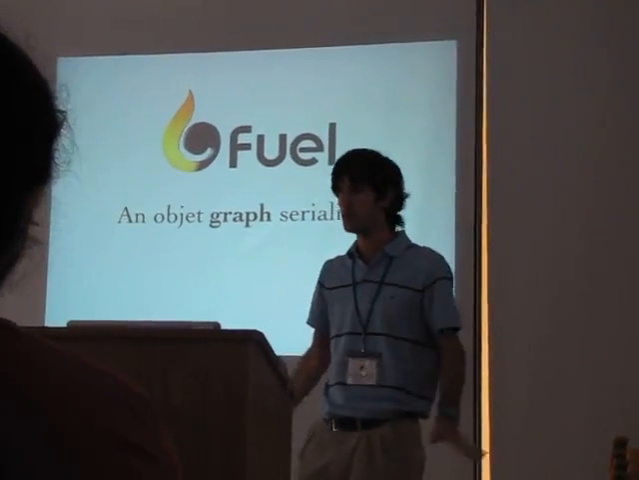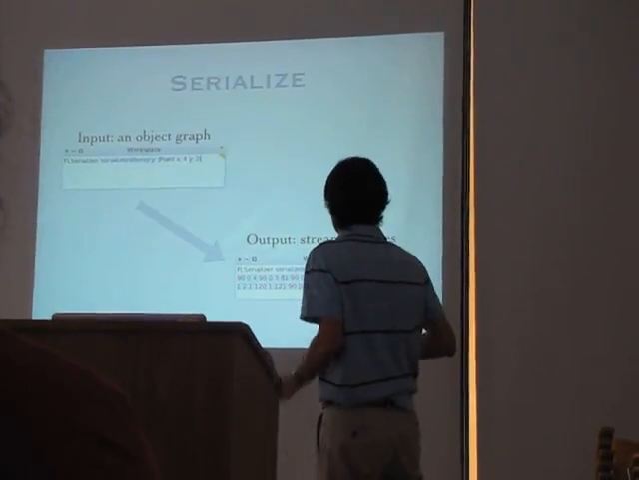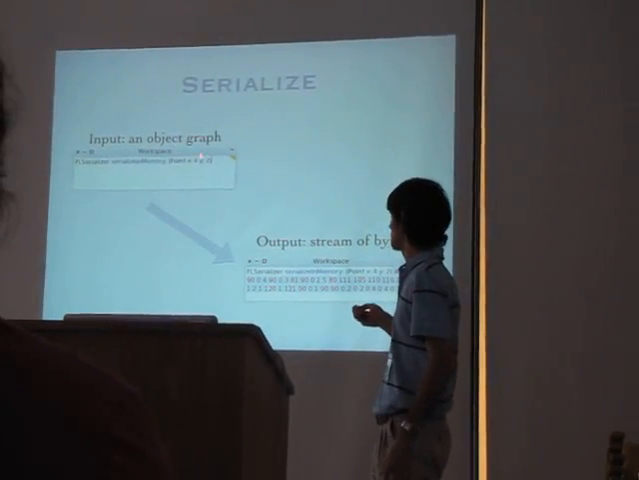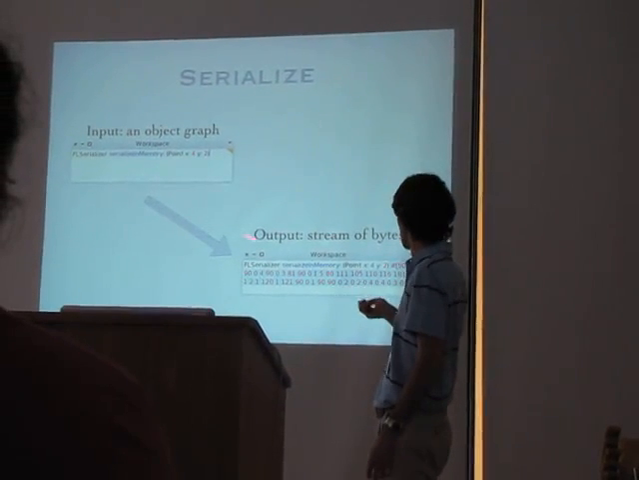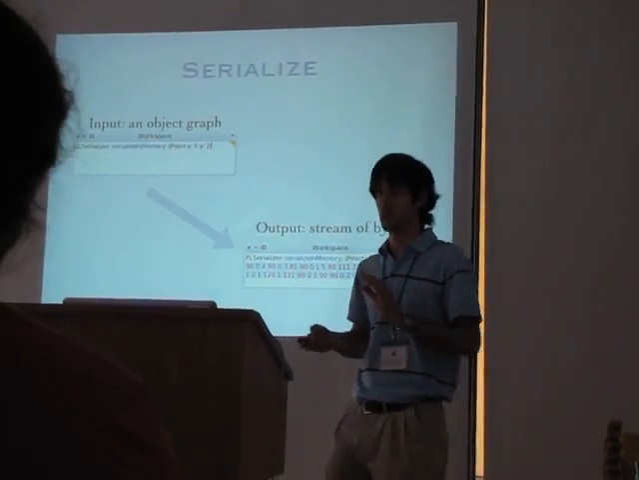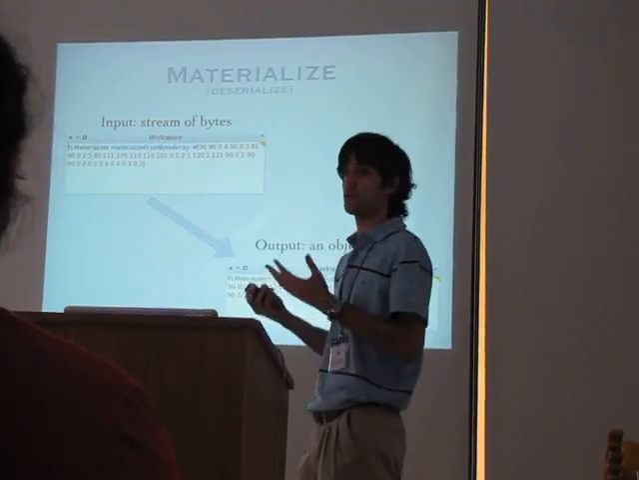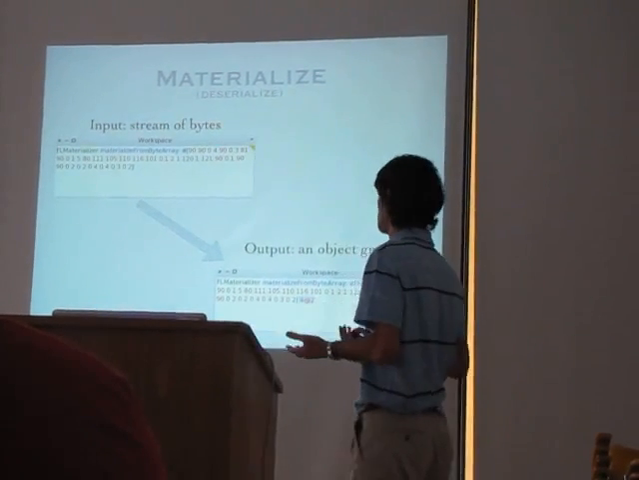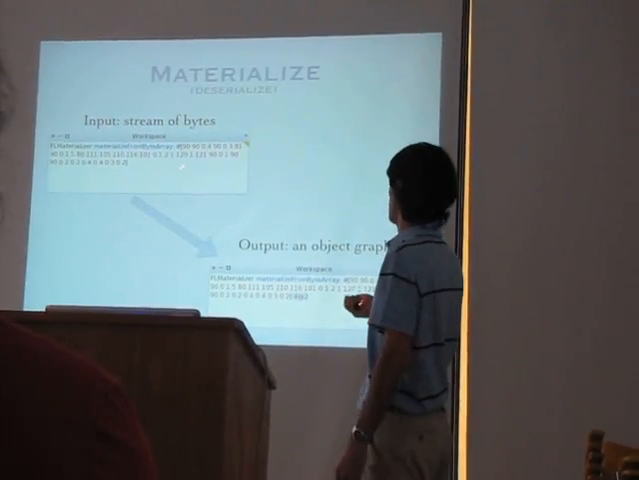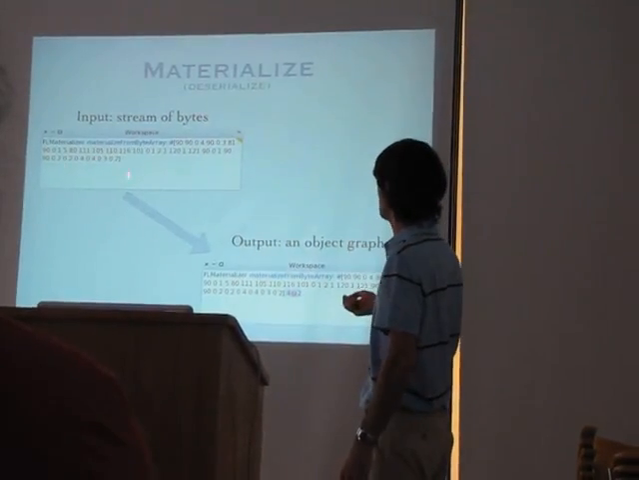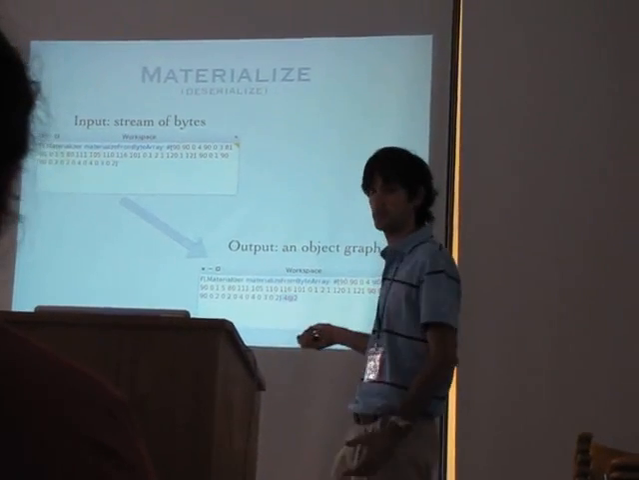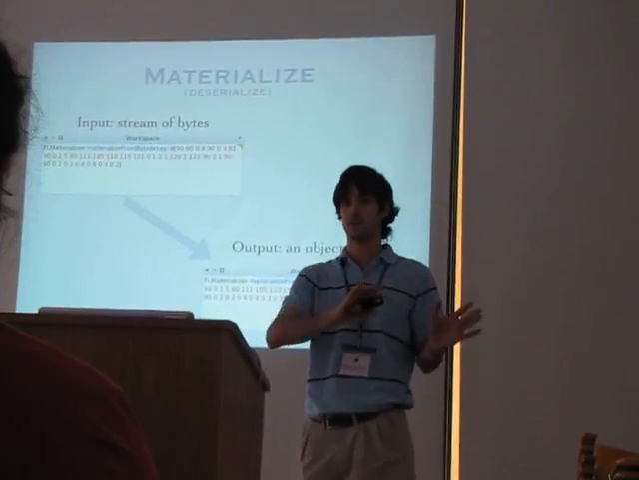It's not just Fuel. The basic idea of a serializer is that you take as input an object graph, which is an object, suppose I take a point, and as a result you want a chunk of bytes. That's serialization. That's as simple as it could be. And the opposite process is materialization or deserialization. In Fuel we call it materialization, where the input is a stream of bytes, and you want to get back the original object graph, which in this case was the point. That's the basic step of serialization and materialization.